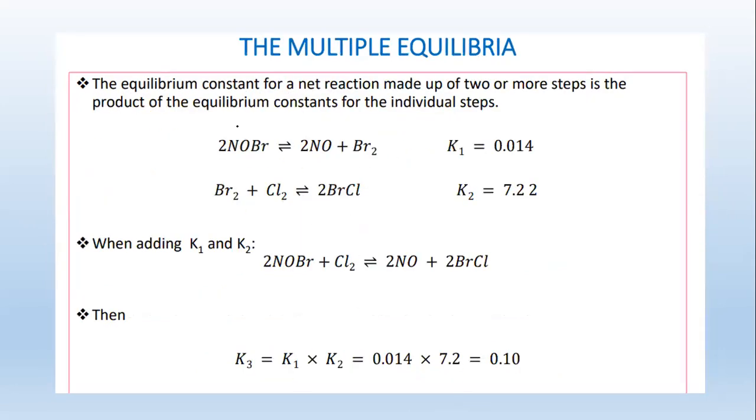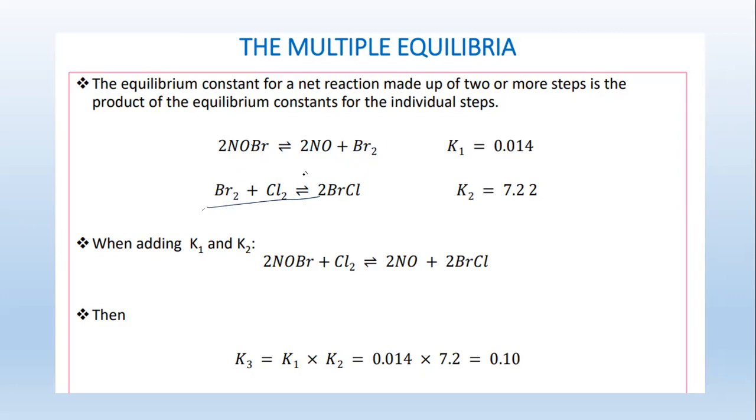And therefore, here let us talk about the multiple equilibria. Okay. So we are still going to talk about, say we have a number of equations. In this case, we have only 2. We have this reaction and this reaction. Okay. And we want to add these 2 reactions together. It's simple. So when you want to add these 2 reactions together, you're going to say this side plus this side, NOBr plus Br2 plus Cl2.